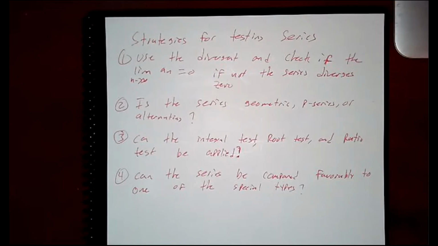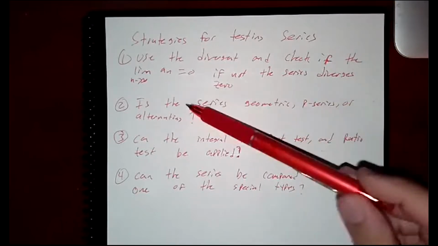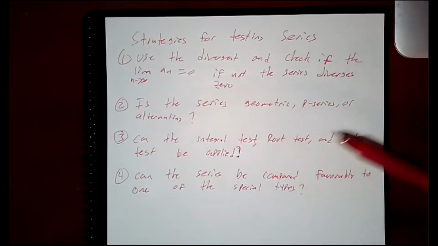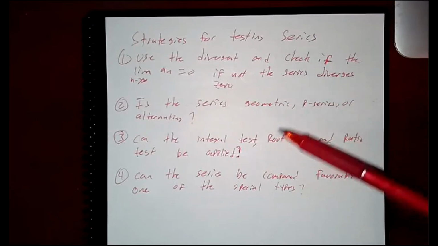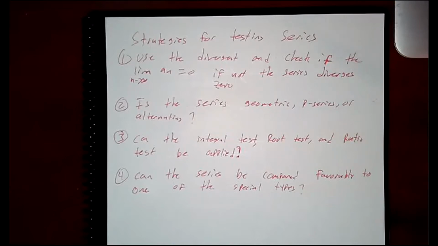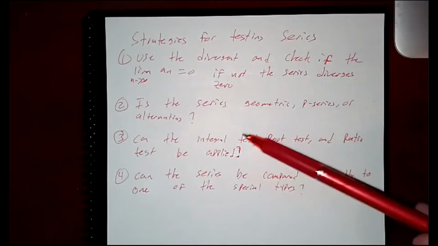Okay. Got you. So then you go on to step 2 and check, okay, is it one of the special types, like the geometric, the p-series, or alternating? Those are easy to see. And then use the appropriate tests. If it's not any of those, then check, okay, can I use a root or ratio test? And if I can't figure it out, then maybe I should consider integrating.